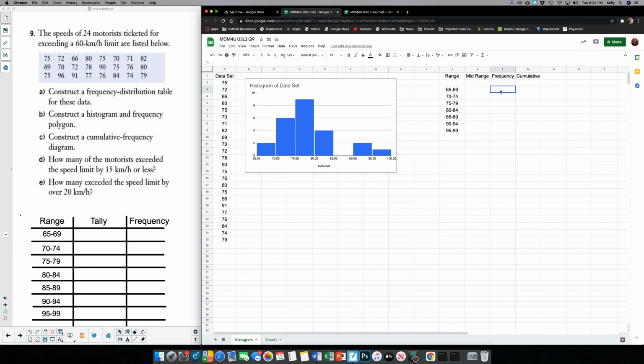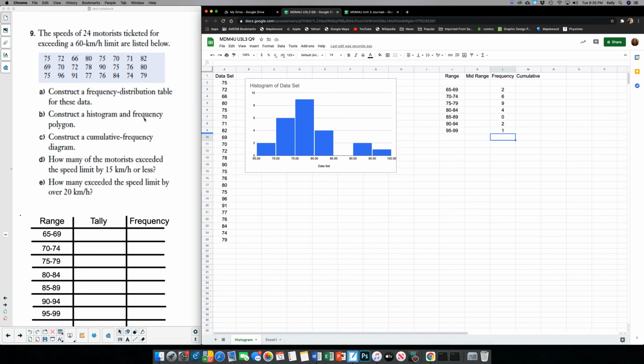So if we take a look at our frequency here, it looks like from 65 to 70 is 2. And then 70 to 75 is 6. And then 9. Then 4, 0, 2, and 1. So we've got that organized, and that's our frequency distribution table.